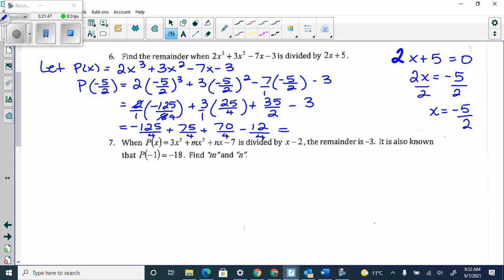Is it 2? -2? Yeah, it should be negative. Oh, yeah, it's positive. Because this is -125 minus 12. It's going to be smaller than -145. So it'll be positive 8 divided by 4, which is 2.